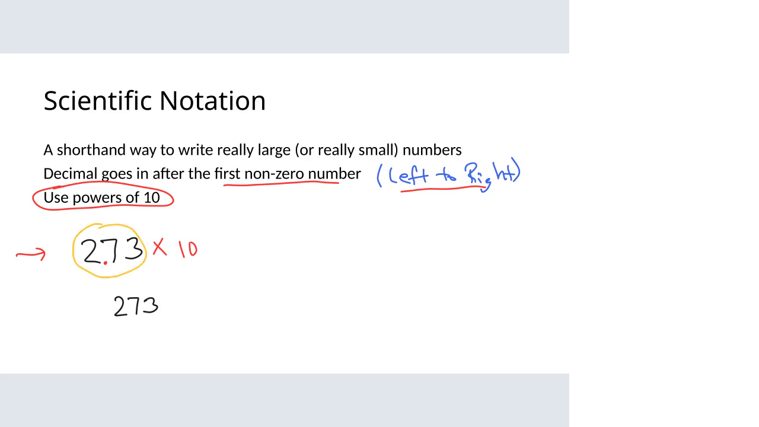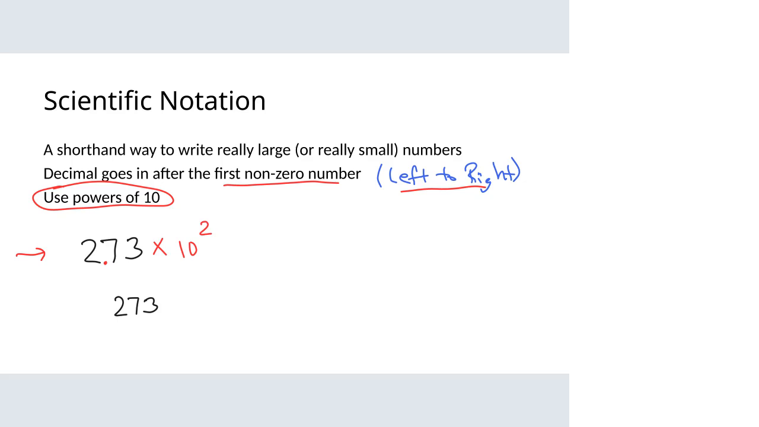To turn 2.73 into 273, well, let's see, the decimal point would move 2 places. And so my exponent's going to be a 2 because that's the number of places I'm moving the decimal. The decimal would move 2 places, so it's 10 to the second power.